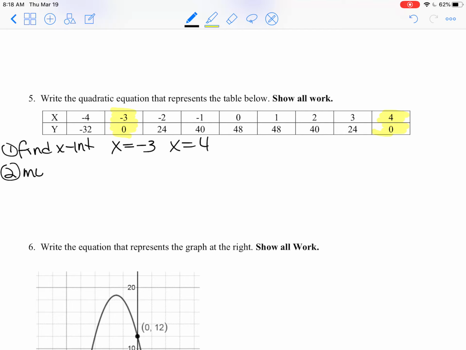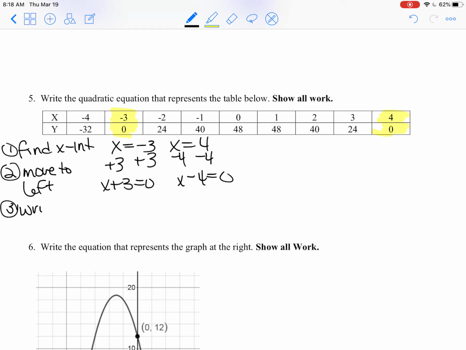Move everything to one side. So move to the left. So I'm going to add 3. X plus 3 is equal to 0. Minus 4. X minus 4 equals 0. Now we're going to write it as an equation with an a. So y equals a times x plus 3 and x minus 4.